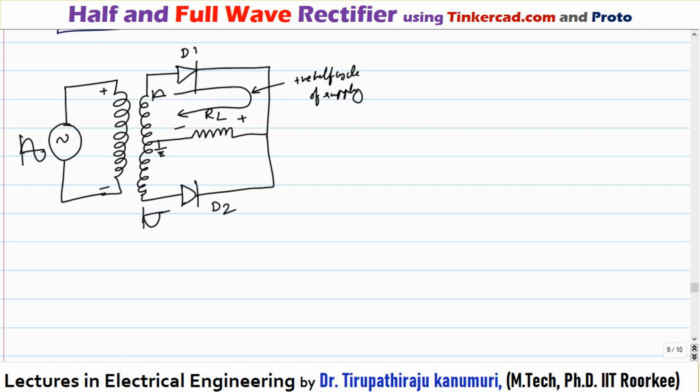During the negative half cycle of the supply, what will happen? This will become negative. So diode D1 is reverse biased, and this will be 180 degrees opposite with respect to the reference point, so diode D2 will be forward biased. The current will pass like this, in this direction. This is in the case of the negative half cycle.